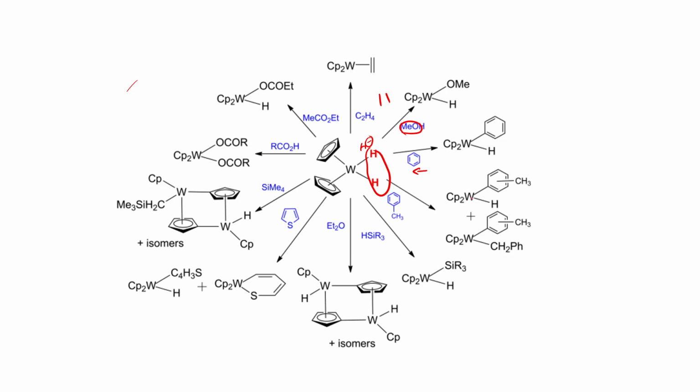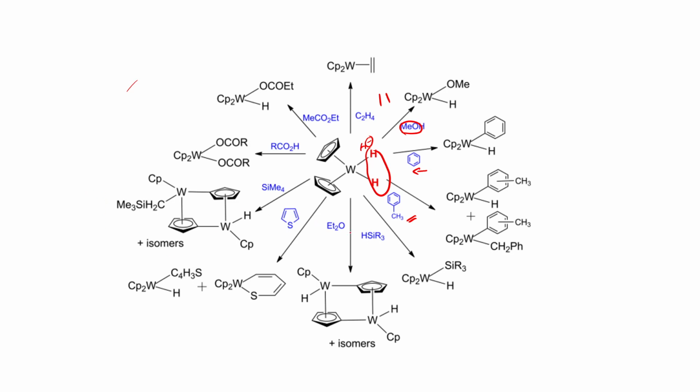So for toluene, both of the hydrogens can be eliminated, and here you can see that both of them are replaced with this particular aromatic unit. So for toluene, this is possible. For silanes also a similar kind of trend is followed. Here you can see the same kind of thing: this tungsten-silicon bond is forming and hydride is removed, and probably the hydrogen can eliminate as hydrogen gas.